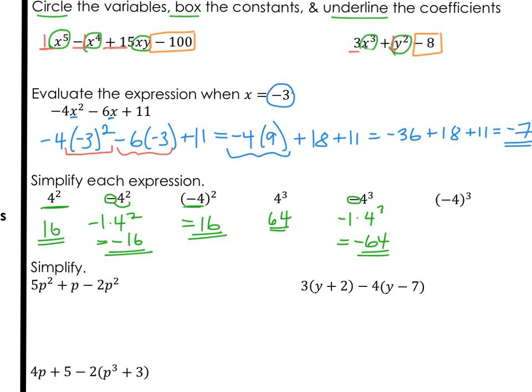And last but not least, if -4 is even in the parentheses, but you're raising it to the third power, that just means -4 times -4 times -4. We have 3 overall negatives, which means our product is going to be negative as well. Order of operations, evaluating these expressions, is something that we will do throughout the year.